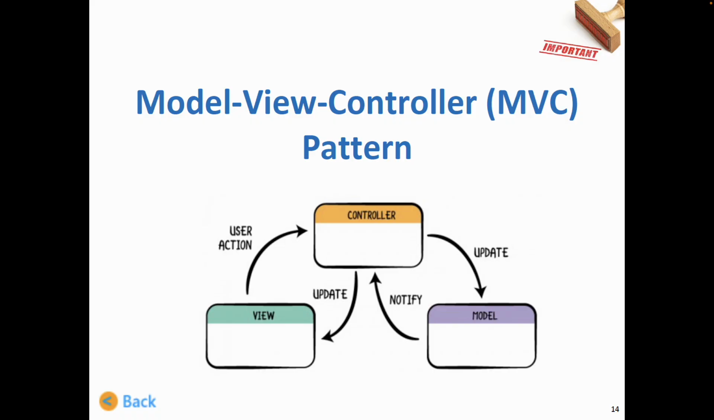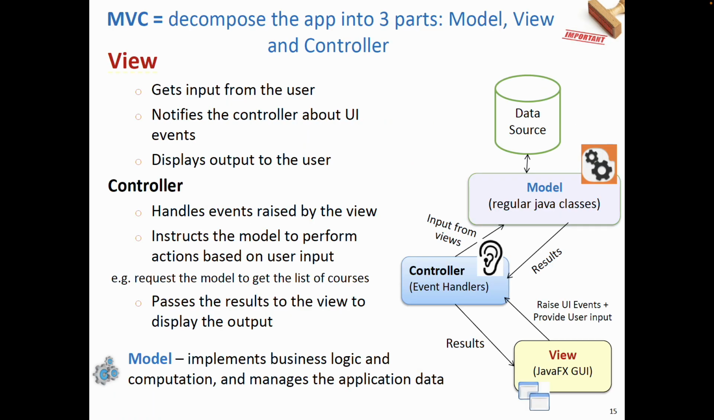So what is this, and why is it important? In it, we decompose the application into three parts: the model, the view, and the controller. Why? Because we would like to separate the concerns of the application so that it will be easier to maintain, update, and debug. So what do I mean by concern?